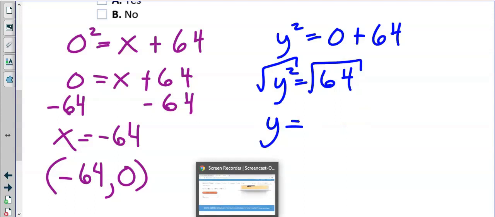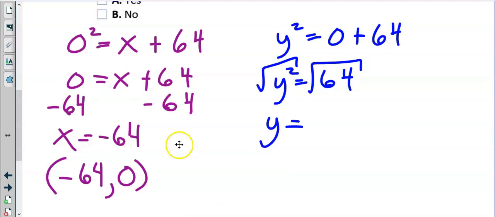Y equals what? 8. Good, Samantha. Say that again. Plus or minus 8. Because when you square root both sides, you slap plus or minus in front of the number. It's the second time you've seen this on this test. The first one was when we did complete the square.